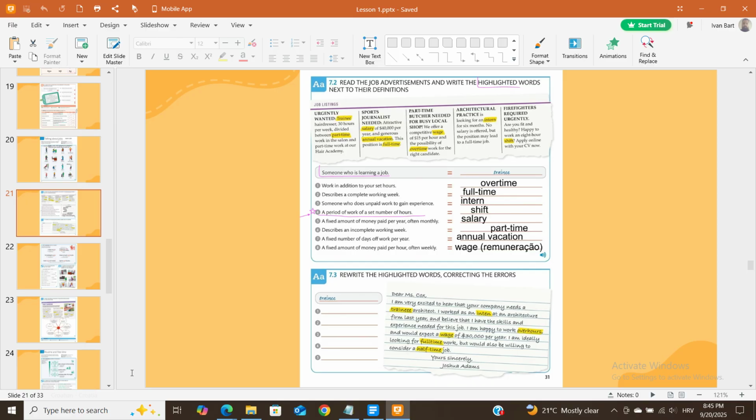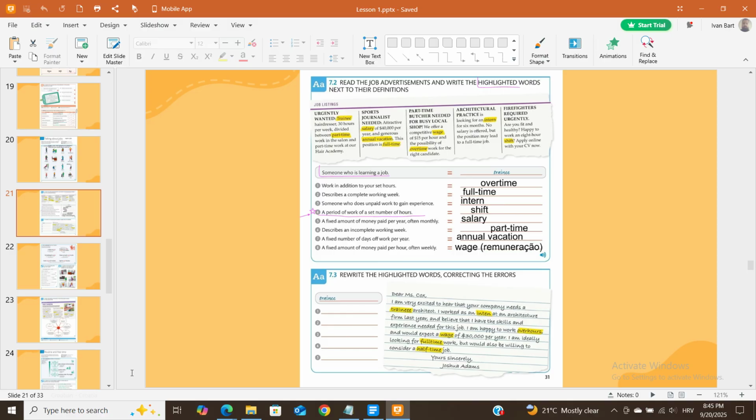Architectural practices. Looking for an intern for 6 months. No salary is offered, but the position may lead to a full-time job. Firefighters. Required urgently. Are you fit and healthy? Happy to work an 8-hour shift? Apply online with your CV now.